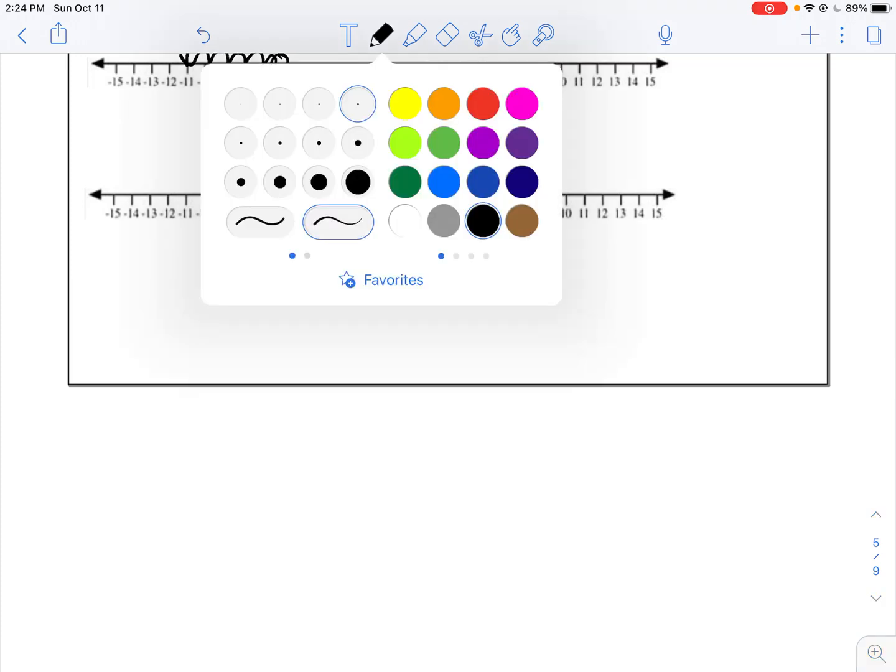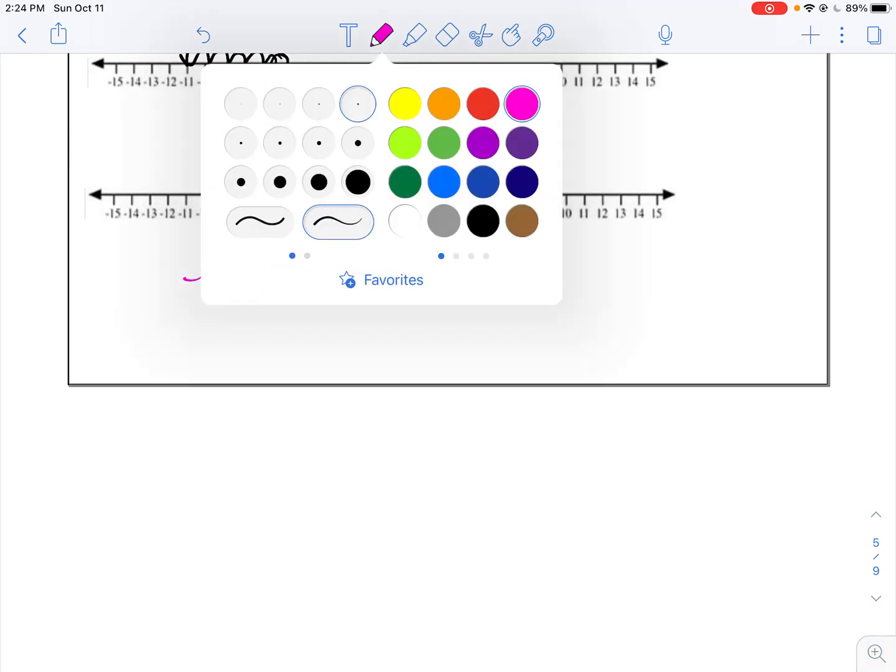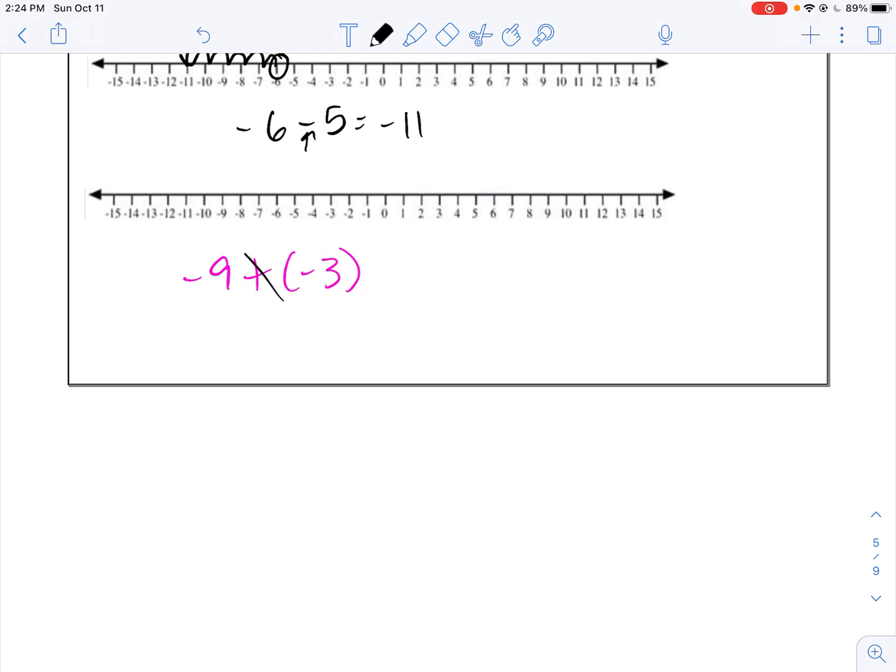I don't like writing in black. Let's write in purple or pink again. So let's say I'm going to start at negative 9, and I'm going to add a negative 3. Well, there are those two signs again. Remember, you can't have two signs in front of a number. What's more powerful? Negatives. So I'm going to get rid of that positive, and so what I really have is negative 9 minus 3. So I'm going to start down here at negative 9, subtracting, so I'm moving to the left. 1, 2, 3. And my answer should be a negative 12.